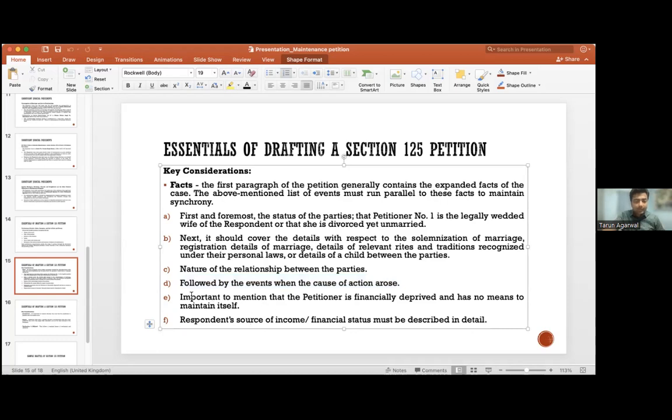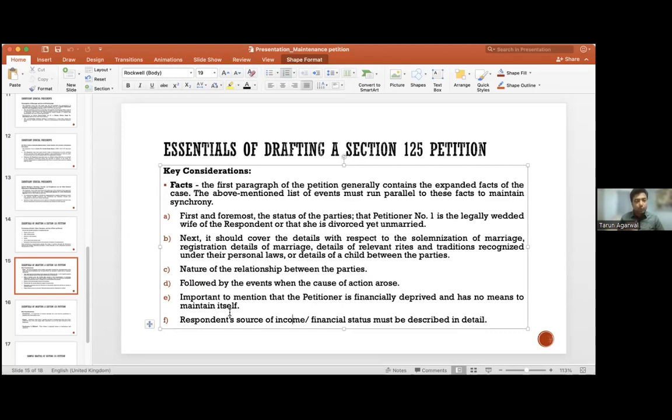Now, the next important factor is that a petitioner needs to mention that she is financially deprived, has no other means to maintain herself, and is dependent on her husband's income right now. Then the petitioner also has to mention her husband's source of income, financial status, and educational background. All these details are important to state because the court needs to understand what amount should be fair and just, and what amount the court can direct your husband to pay.